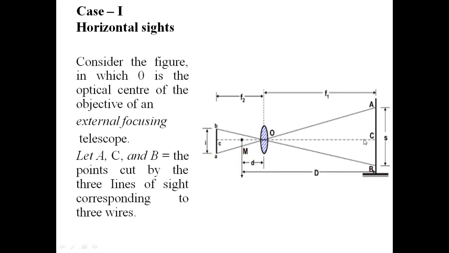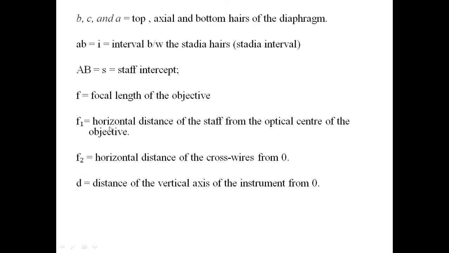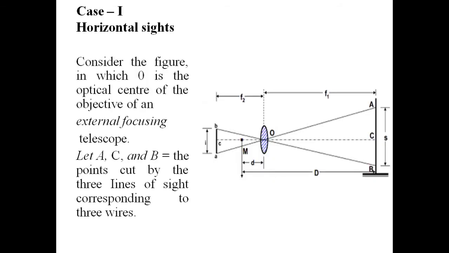From this center to C is called F1, and from this center to small c is called F2. Therefore, F1 is the horizontal distance of the staff from the optical center of the objective, and F2 is the horizontal distance of the crosshair from the center O. Small d is the distance of the vertical axis of the instrument from O. The center to M is the small d, and M to the staff reading is the horizontal distance, that is capital D.